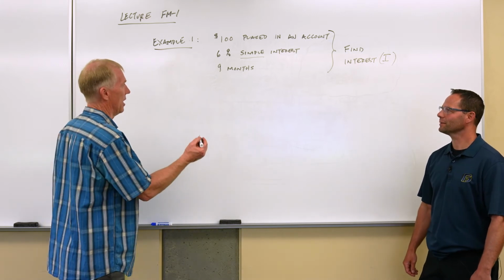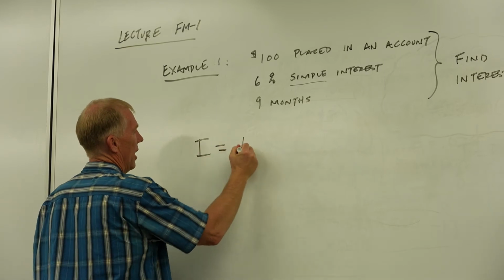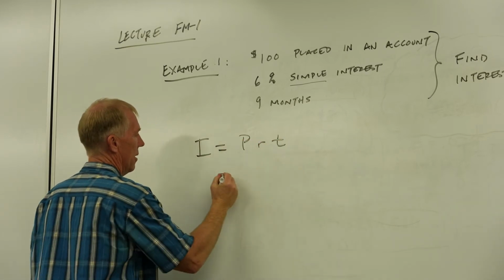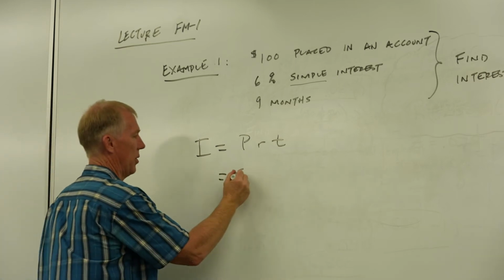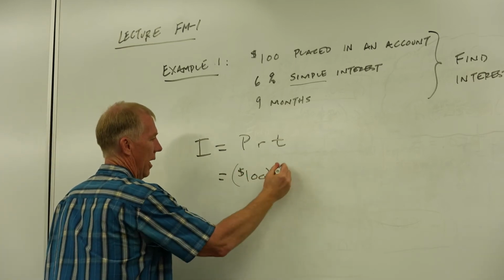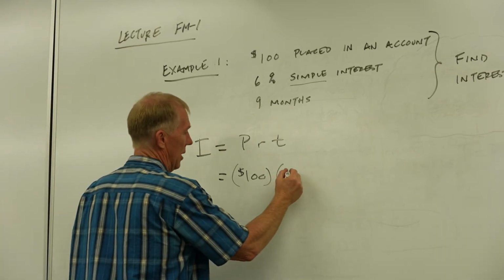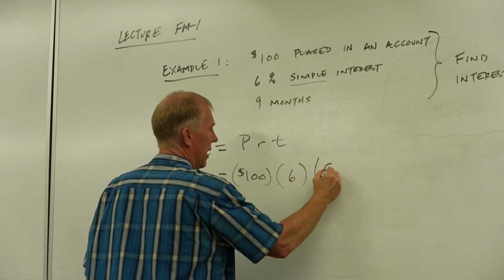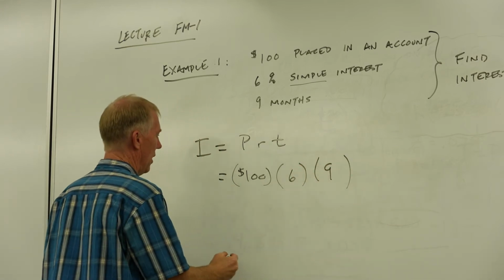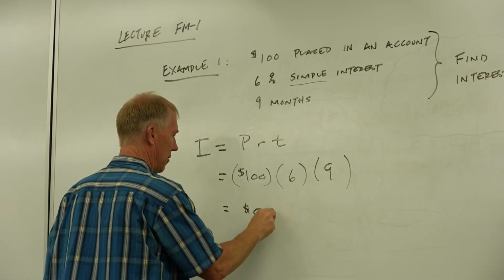Okay, well, this is a really simple problem, and I think we can use our trusty formula, I equals PRT. P stands for principal, which is how much money was involved. That's pretty simple. It's $100. If I go too fast, Pete, slow me down. I'm kind of excited. Just go. The interest rate is 6%, so I'm just going to put a 6 in there, and it's a 9-month problem, so I'm just going to do the math here, and yeah, $5,400.